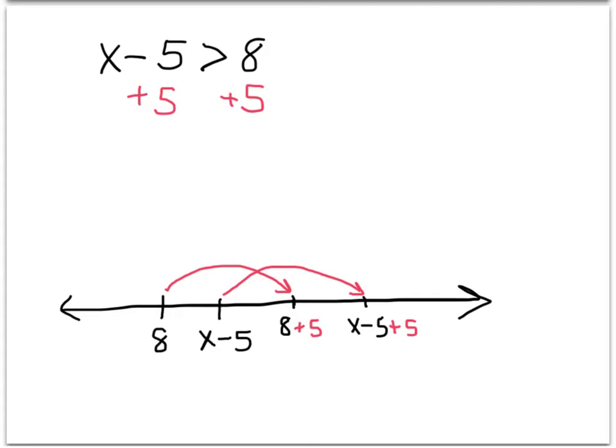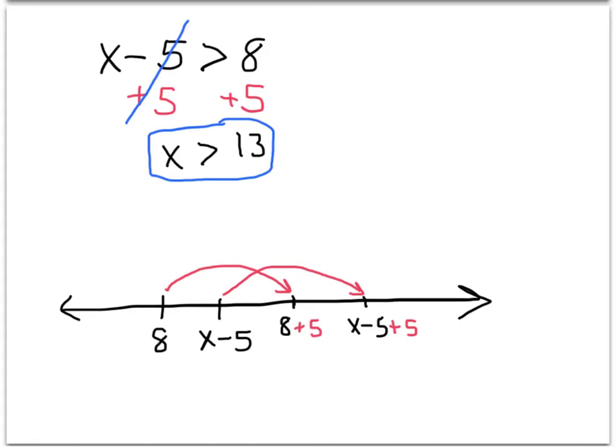And so going back up to our inequality work at the top here, the minus 5 and the plus 5 cancel, and we get that x is greater than 8 plus 5, which is 13. And that would be the solution to our inequality, that x is greater than 13. Remember that the solution to an inequality is going to be an interval, whereas the solution to an equation is usually a number. So a little bit different there.